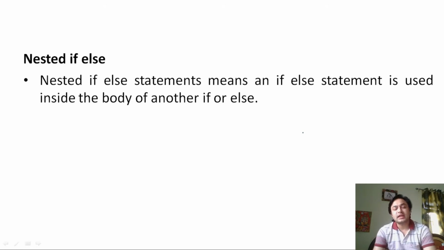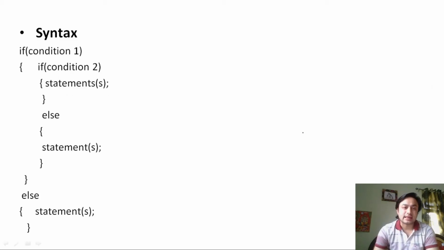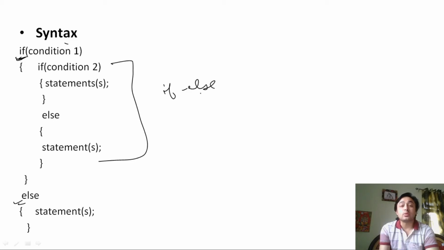Now what is a nested if else? In nested if else, there will be an if else control statement inside the body of another if or else. For example, this is the syntax. So this is an if body, that is an if control statement, and this is an else part. If you are using an if else control statement inside this if body or inside this else, then it is nested if else.